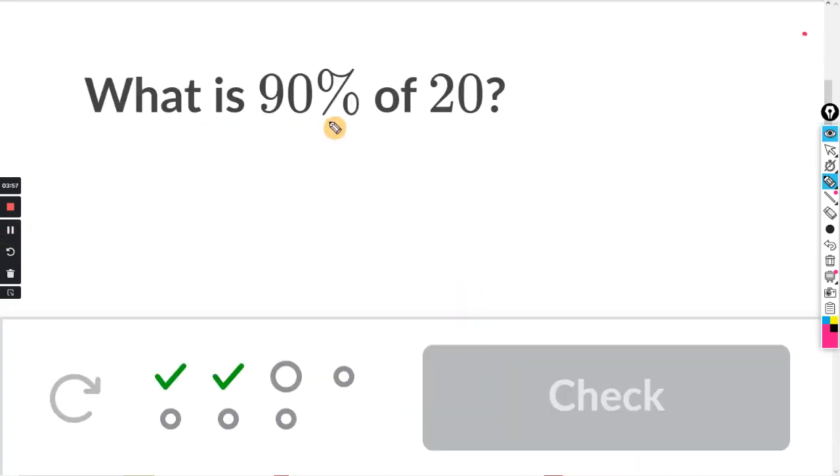What is 90% of 20? Okay, so it says what, and since we don't have that number, we can just call it x. Is equals. 90% is just 90%. Of means multiply, and that's multiplied by 20.